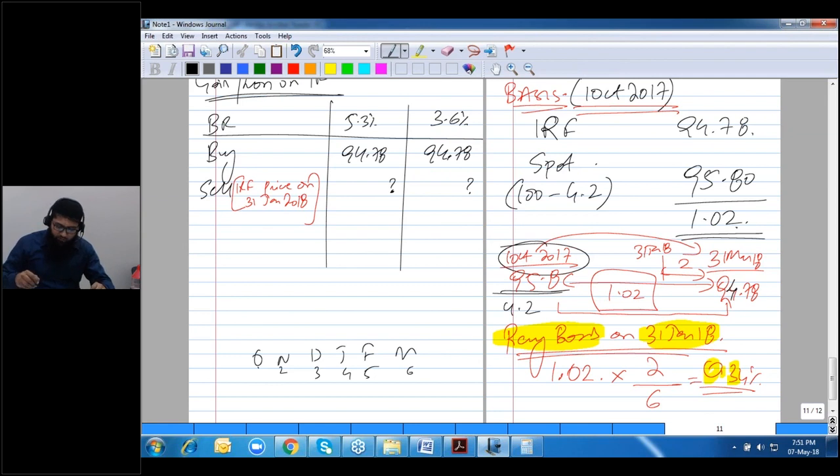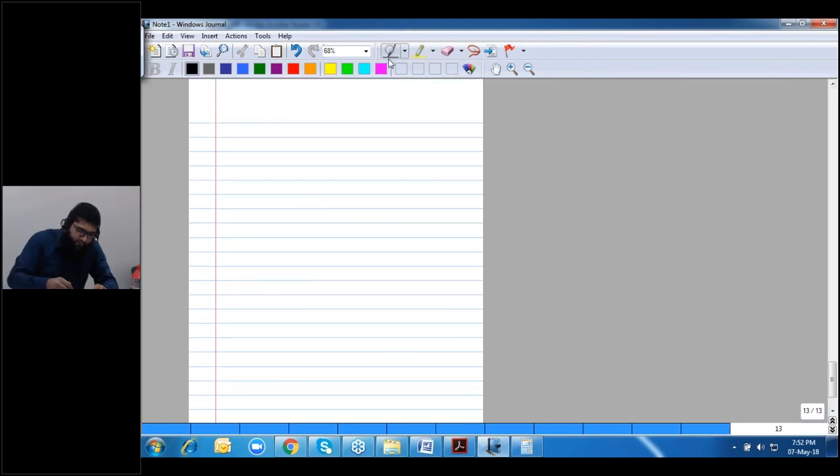Okay, now let's move forward. So the remaining basis is 0.34%. That means on 31st January 2018, we are expecting the difference between the spot rate and the interest rate future to be 0.34%. So now what we need to do is establish what is going to be the price of the interest rate future. Now, how would we calculate? You see, on 31st January 2018, the base rate is either going to be 5.3%.